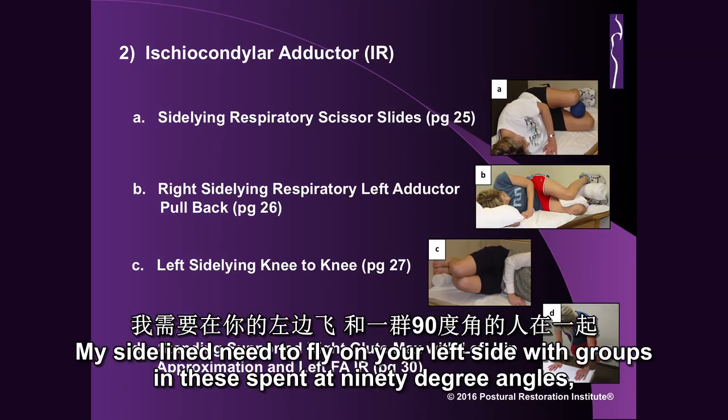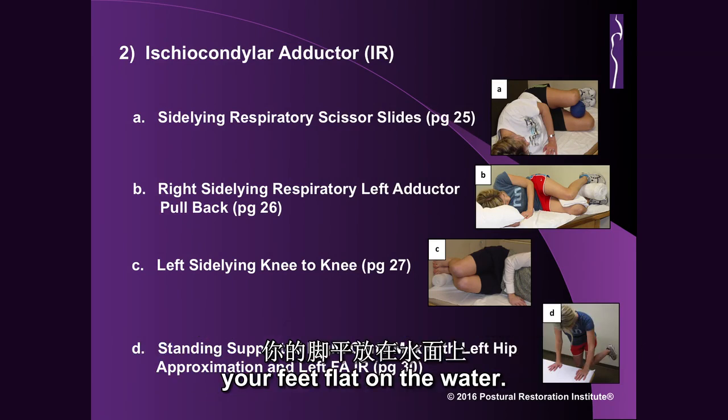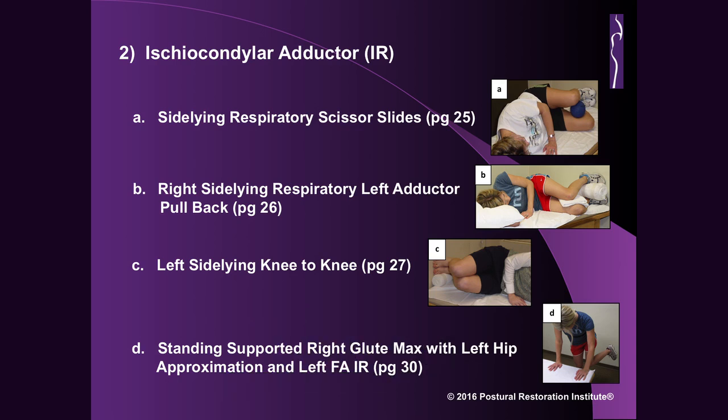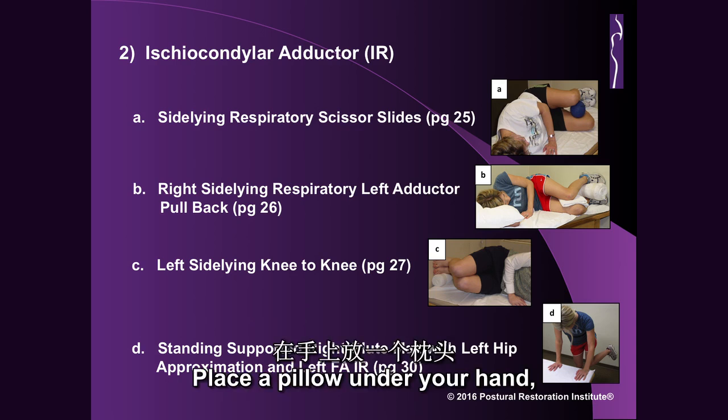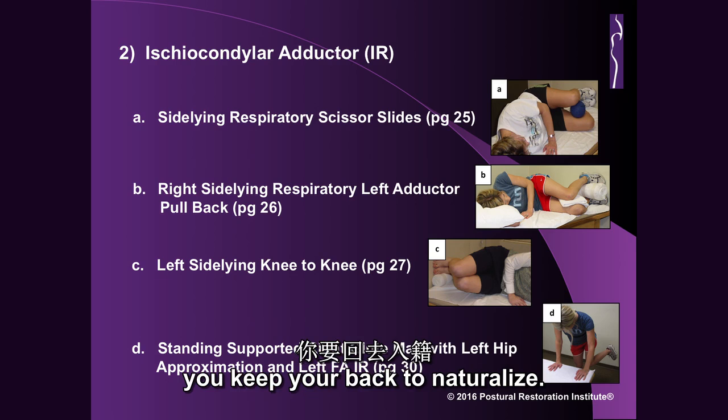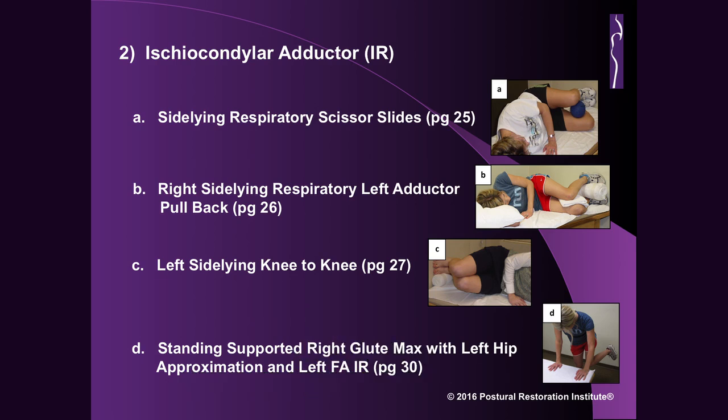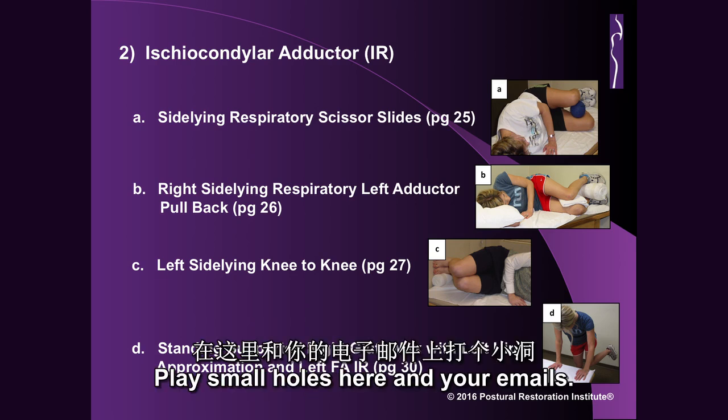Left side lying knee to knee. Lie on your left side with your hips and knees bent at a 90-degree angle. Your feet flat on the wall, knees together and back rounded. Place a pillow under your head and keep your back and neck relaxed. Place a small bolster under your ankles.